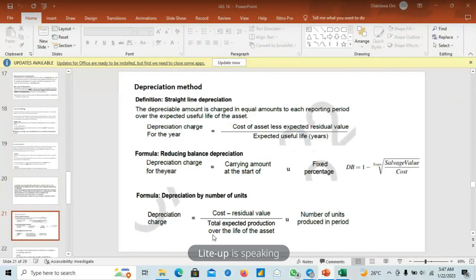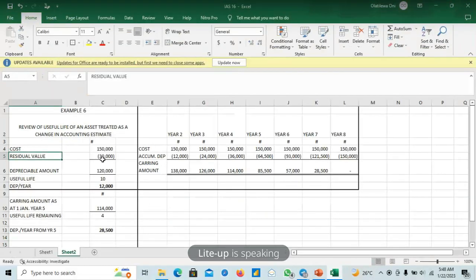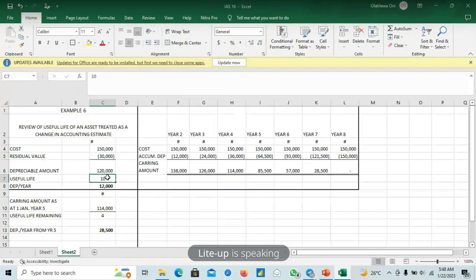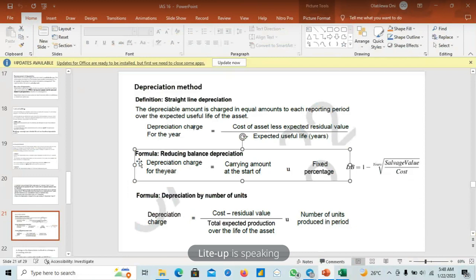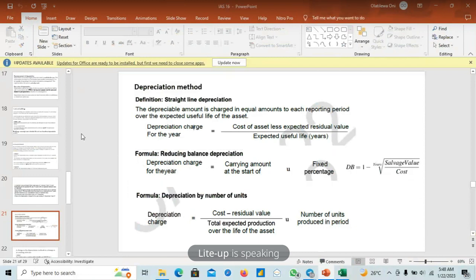So now we have depreciation method. You are familiar with this from your previous knowledge in accounting. We have the straight line depreciation method, where we talk about cost of the asset less expected residual value divided by expected useful life. That's what we did here. Then we have the reducing balance method of depreciation. In this case, the depreciation charge equals the carrying amount at the start times the fixed rate.